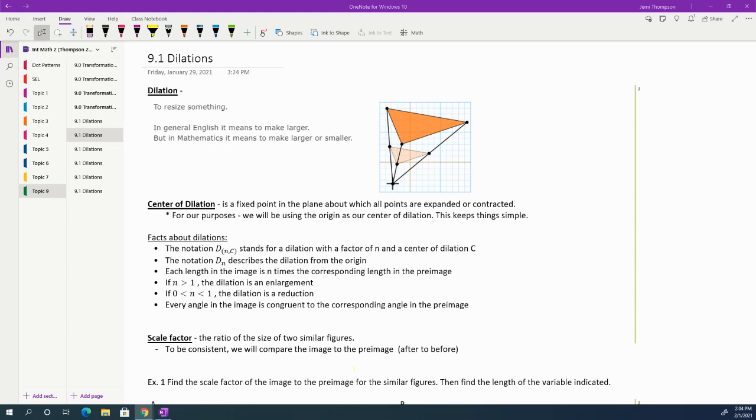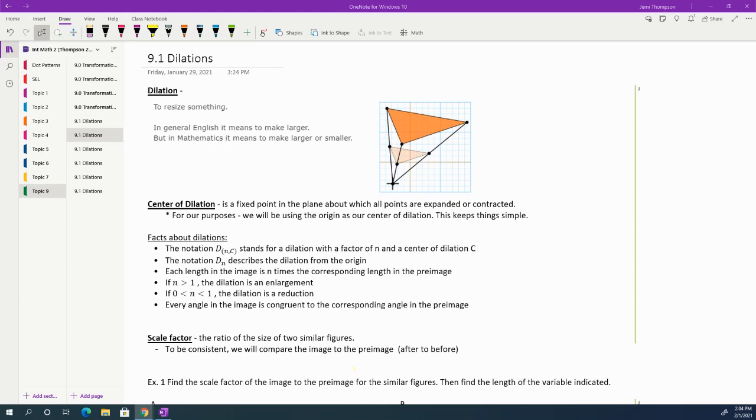It says, in general, if we take the word dilation out of context, then it means to make larger. But in math, it could mean to make larger or to make smaller. Another vocabulary word to be aware of is the center of dilation. This is a fixed point that the entire figure is dilated about.